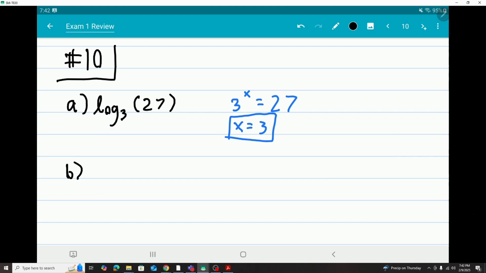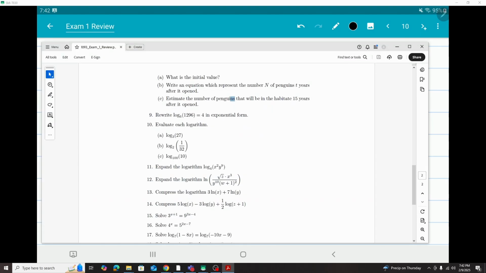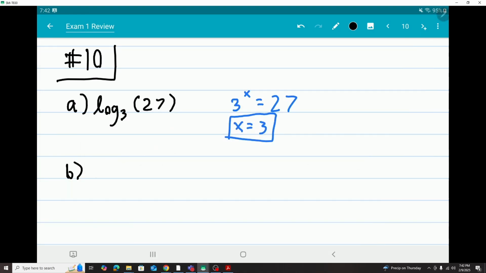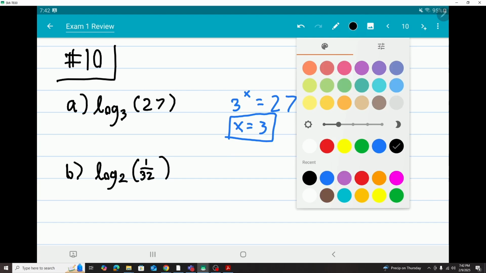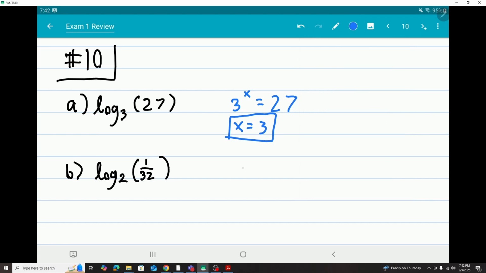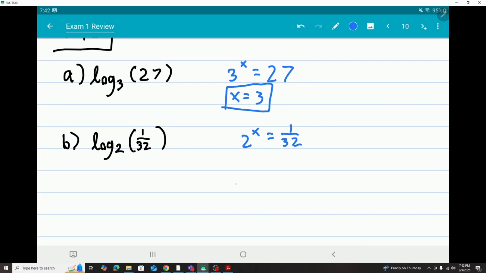Part B gives us log base 2 of 1 over 32. Converting this to exponential, that says 2 to what power gives me 1 over 32? So the fact that I have a fraction tells me it has to be negative. X needs to be negative because that's how I get the 1 over business there. And now I just need to know what power would give me 32.